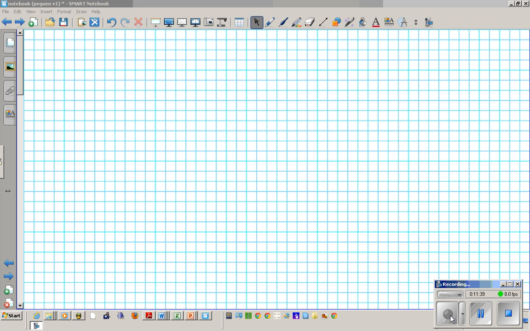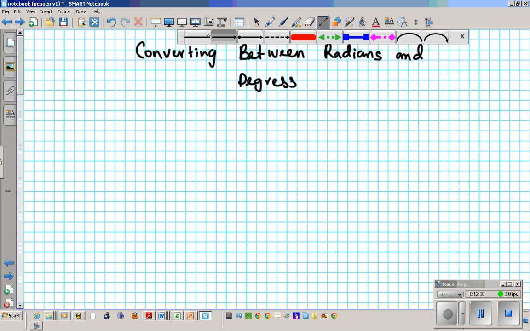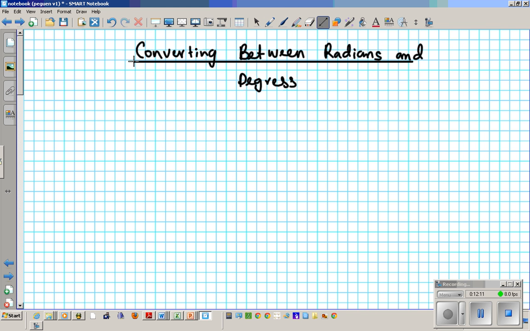Alright, welcome back, students. We're going to do some examples using the formula we just went over, the conversion factor. So let's just write down the titles of the examples we're going to do. Converting between radians and degrees. Okay, we're going to be going back and forth between radians and degrees. Okay, so let's take a look at the examples. Example 1.